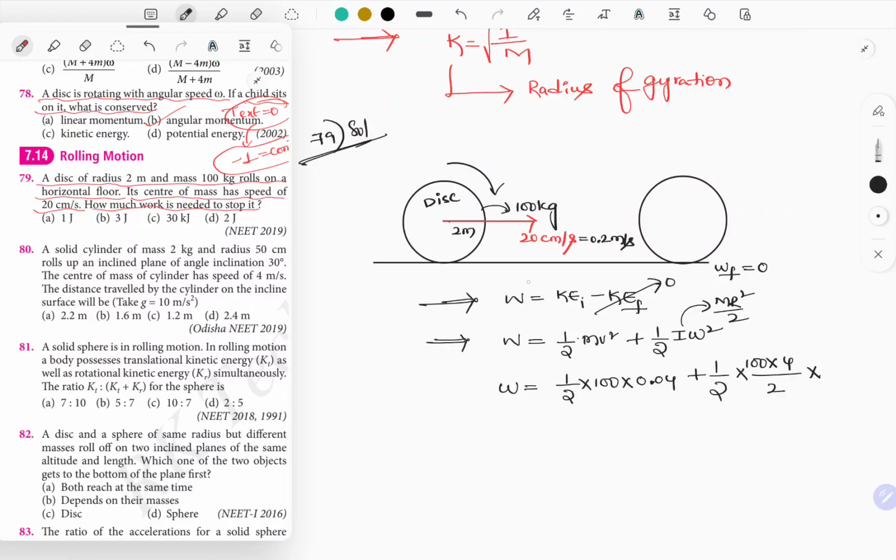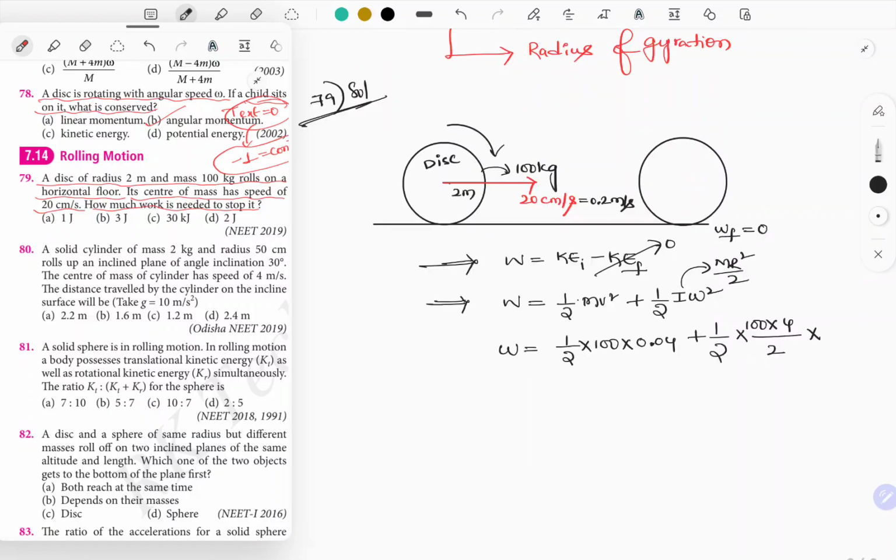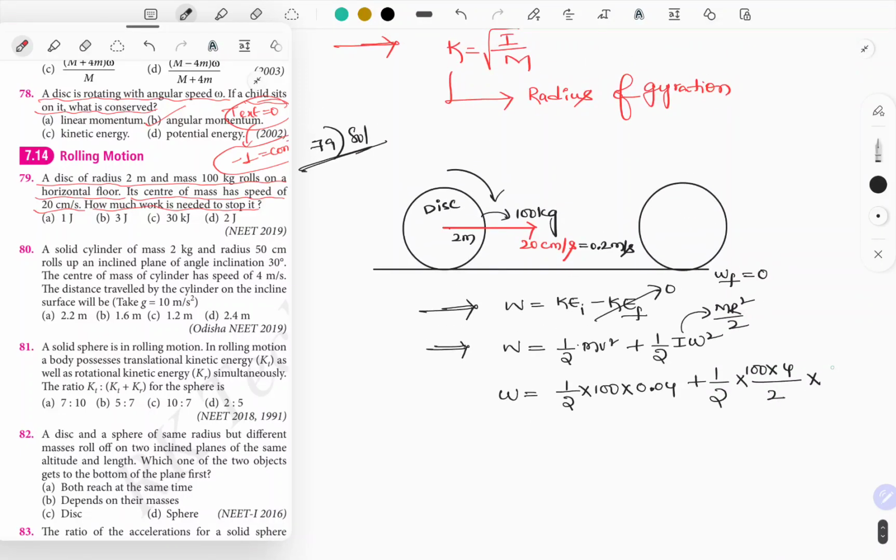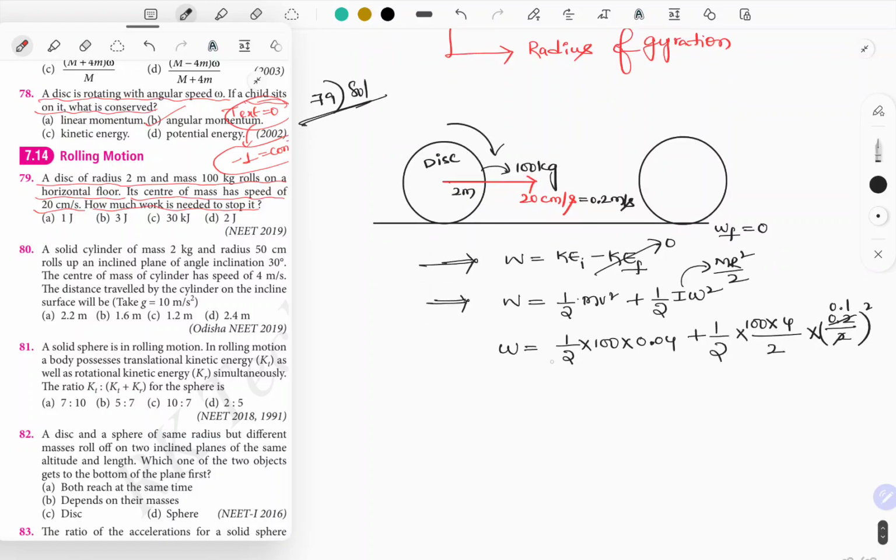Did they give angular velocity? No, they haven't given angular velocity. Let me find angular velocity with the help of linear velocity. It can be replaced as v by r, right? So v is 0.2, r is 2, whole squared. So it is going to be 0.1 squared, and 0.1 squared is 0.01. Super. So 100 into 0.04 is 4. We are going to get 2 plus. This is the work required to stop this object.